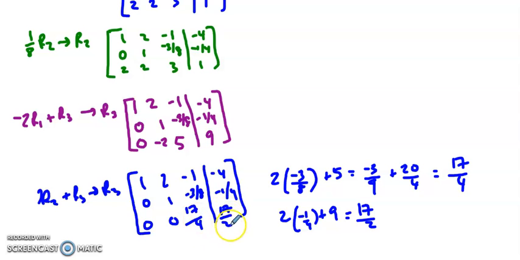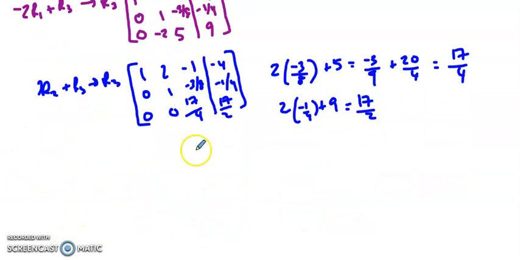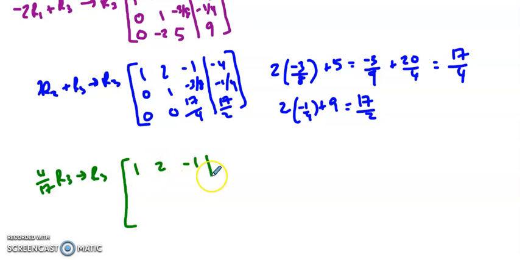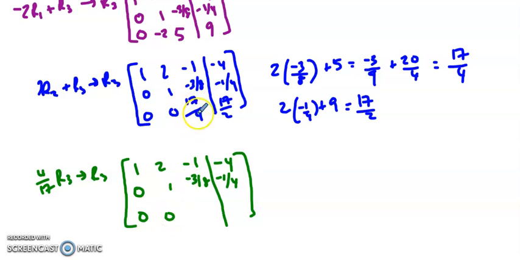That goes right here. My next step is that I need a 1 right here, so I'm going to multiply row 3 by 4/17 and replace row 3. So this time I'm only changing row 3, so I leave my first two rows exactly the same. And then row 3, I'm multiplying by the reciprocal of 17/4, so that one goes to 1. And then 17/2 times 4/17 just gets me a 2. Doesn't that work out nicely?